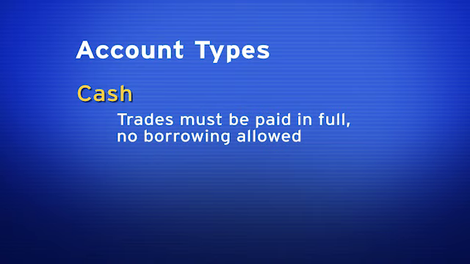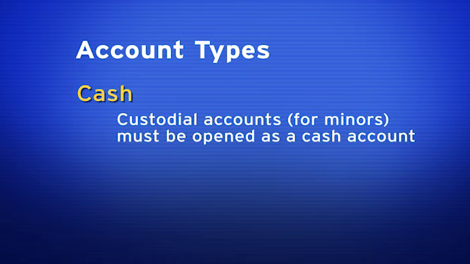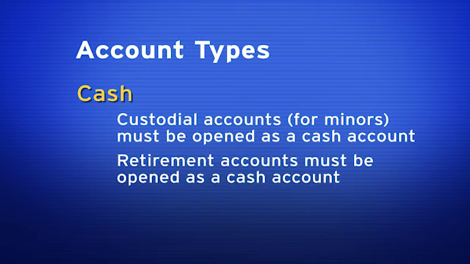Now, there are some accounts that are required to be cash accounts. Custodial accounts, accounts for minors, must be opened as a cash account. Retirement accounts must be opened as cash accounts. We could never open a custodial account as a margin account. We could never open a retirement account as a margin account. These accounts must be opened as cash accounts, and whatever is bought in the account must be paid for in full, no borrowing allowed.